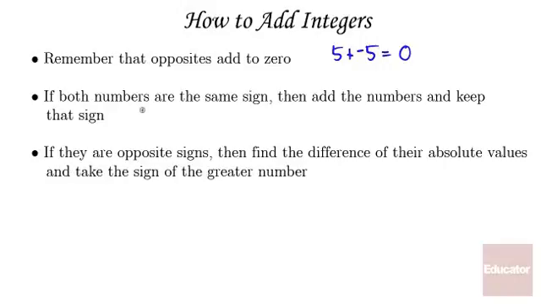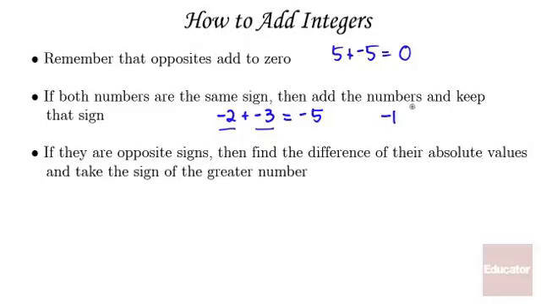If both numbers are the same sign, then you're going to add the numbers and keep that sign. If they are opposite signs, we'll talk about that in a second. But let's do an example of this one. So if I have -2 plus -3, they're both negative. They have the same sign. This is negative and this is negative, right? So I'm just going to add up the numbers and I'm going to keep that sign. So my answer is -5.